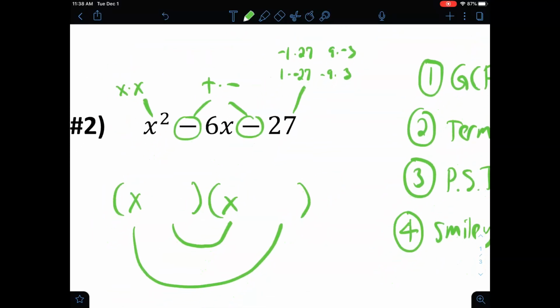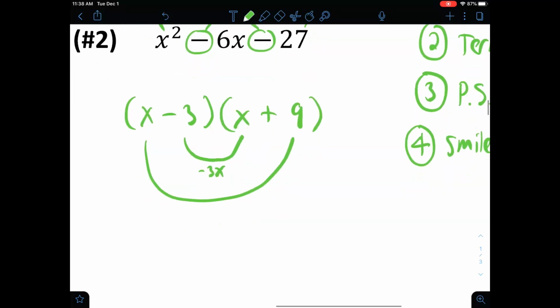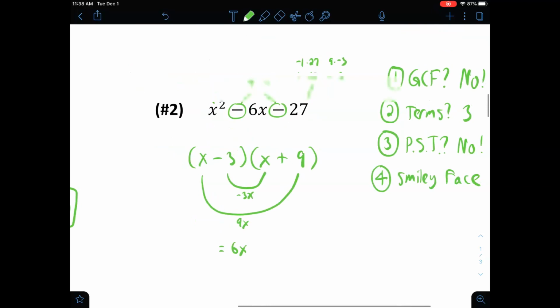So what can we check? Well, let's try negative 3 and positive 9. Let's just see how that works. Okay, we're just guessing and checking. What is negative 3 times x going to be? Well, that's negative 3x. What is x times positive 9 going to be? That's 9x. Well, that's going to add up to positive 6x, right? Is that what we want? Well, we want negative 6x in the middle here when we add these. So it's actually not going to be positive.